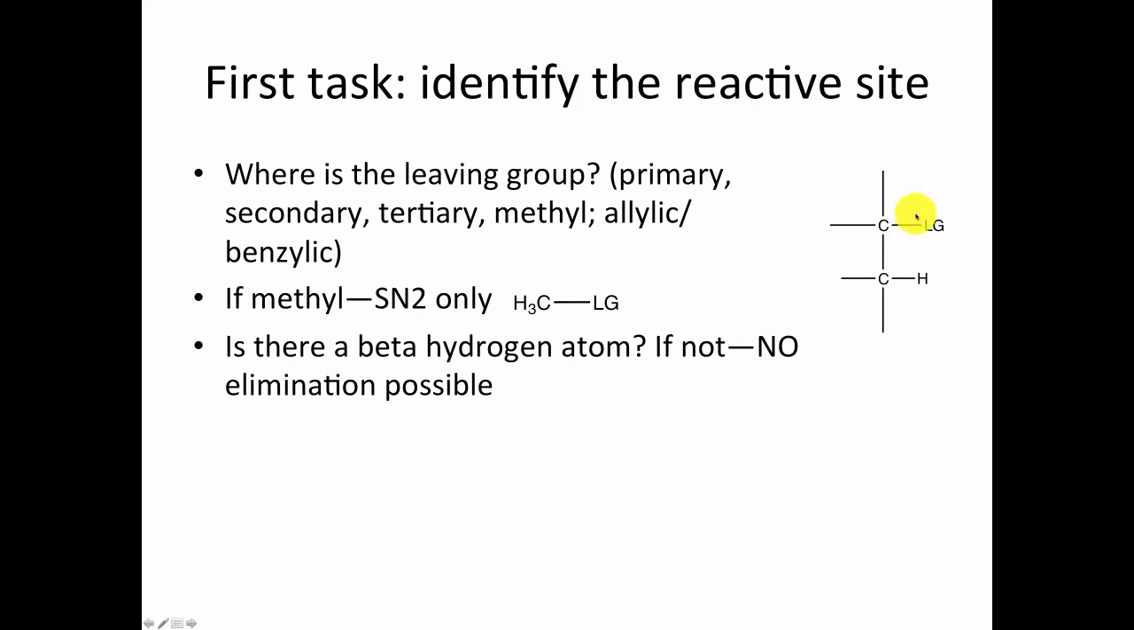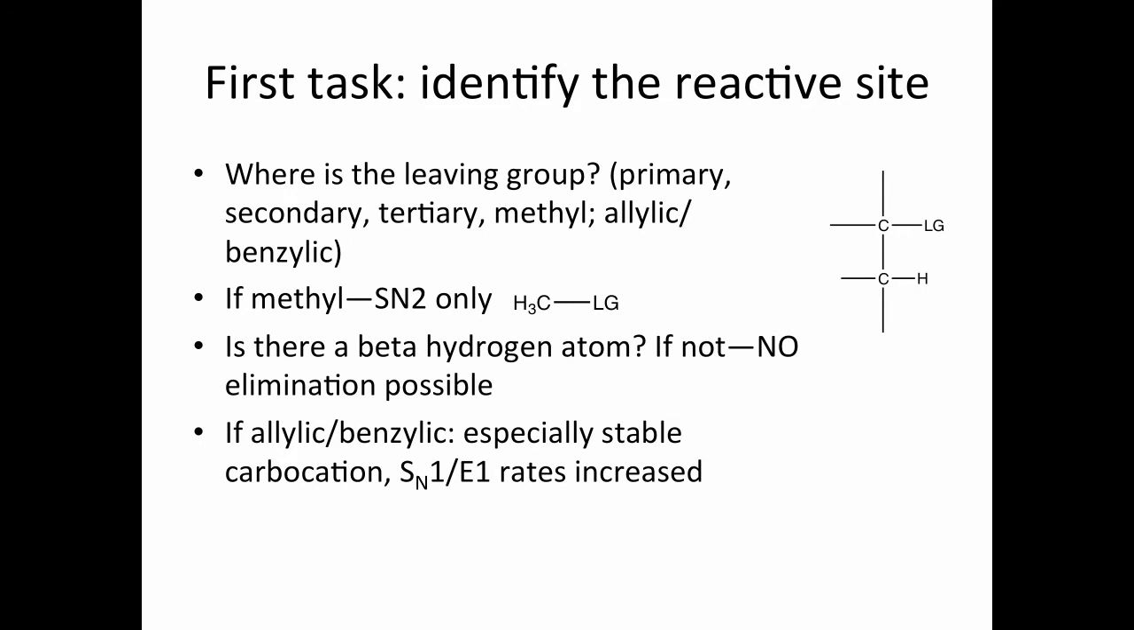If there's a beta hydrogen, like is shown in the picture here, where we have a leaving group and a beta hydrogen, you can do elimination. If not, then you cannot do elimination. And if an allylic or benzylic system is present, it would give especially stable SN1 and E1 reactions. And by allylic and benzylic, I mean the position of the leaving group is next to a pi bond, here as part of the benzene ring.